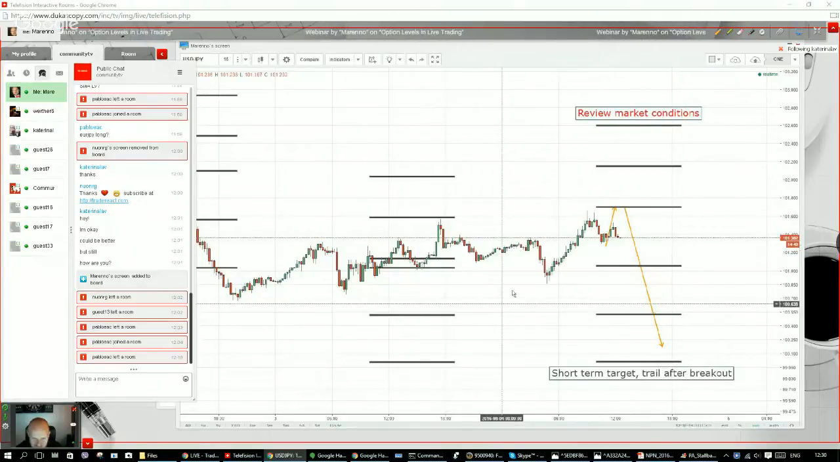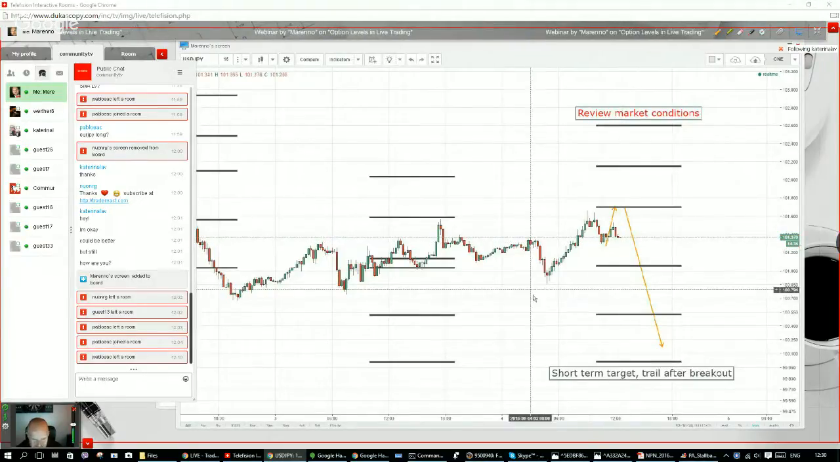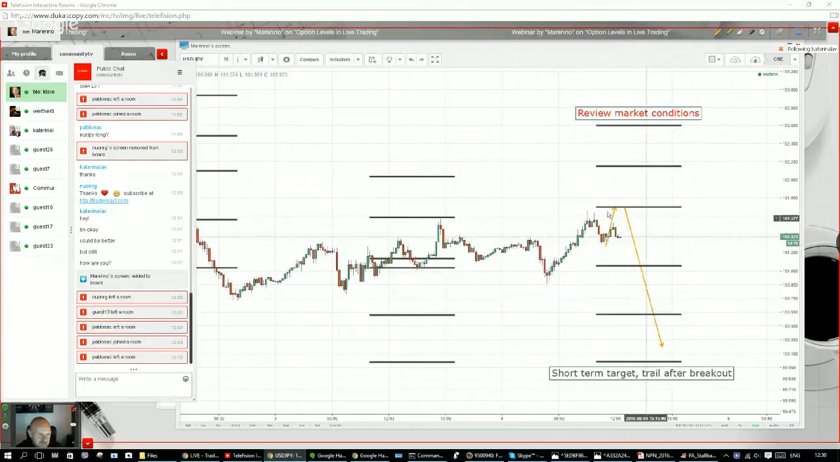So if you're trading breakouts, don't trade breakouts on a 5-minute chart or something like this. Use at least a 4 hour chart or 1 day chart to trade breakouts. All right, so that's something I see here.